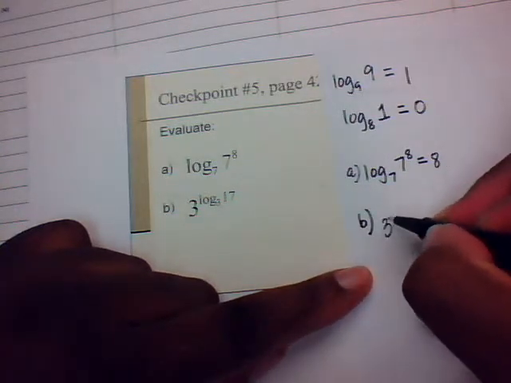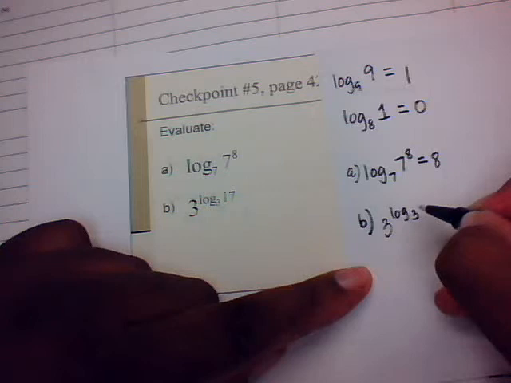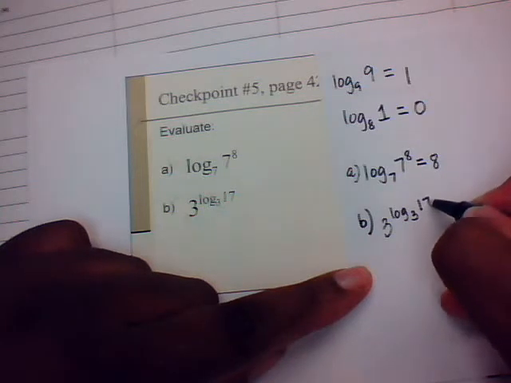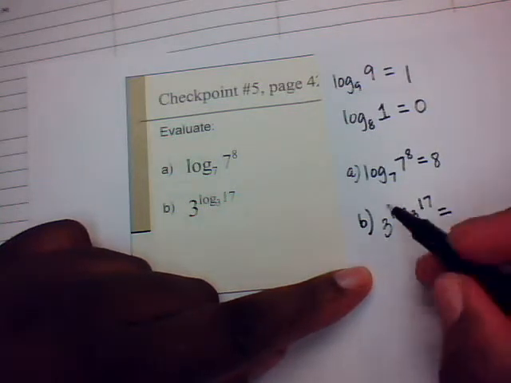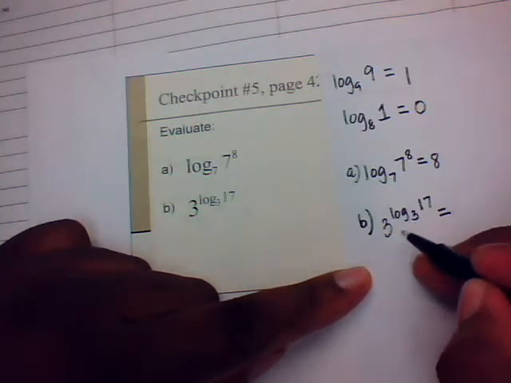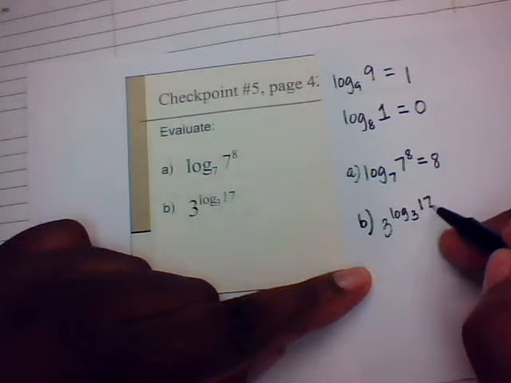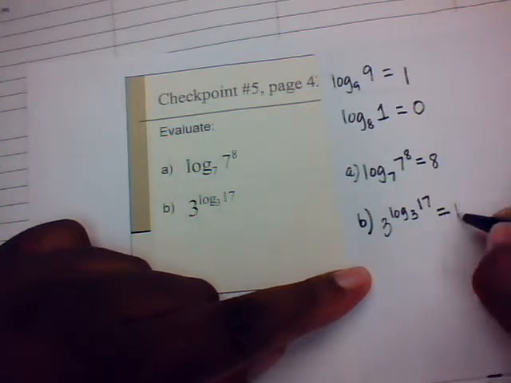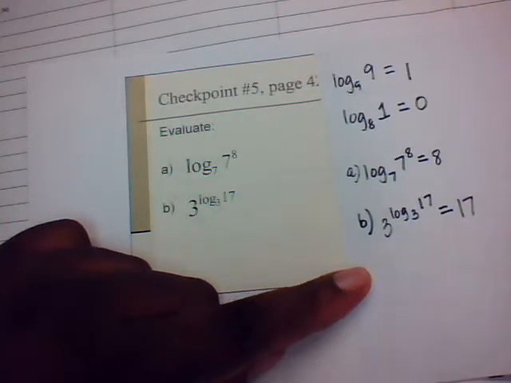Part B, 3 to the log to the base 3 of 17. 3 and log to the base 3 are inverses. We can negate those. We'll be left with this number right here, 17.